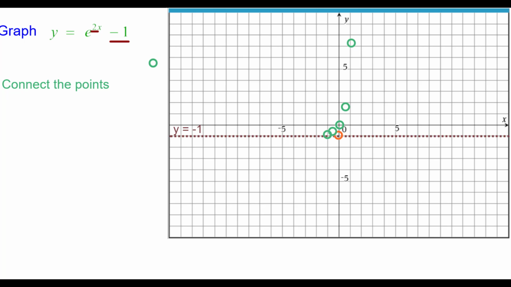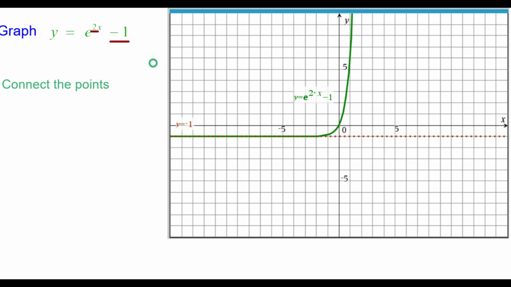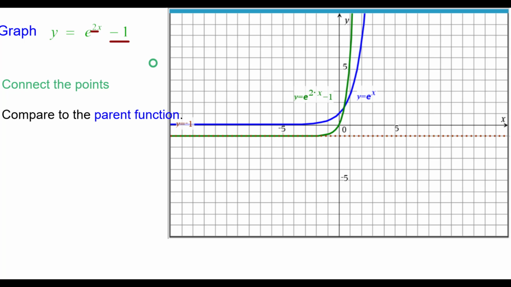We're ready to connect the points into an easy chair look and compare it to the parent function. And you can see that it's been shifted down and is a little bit narrower.